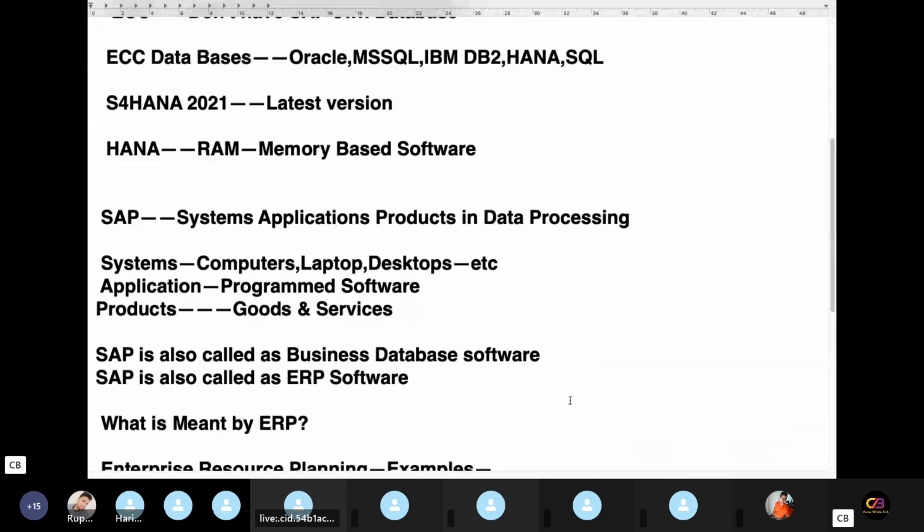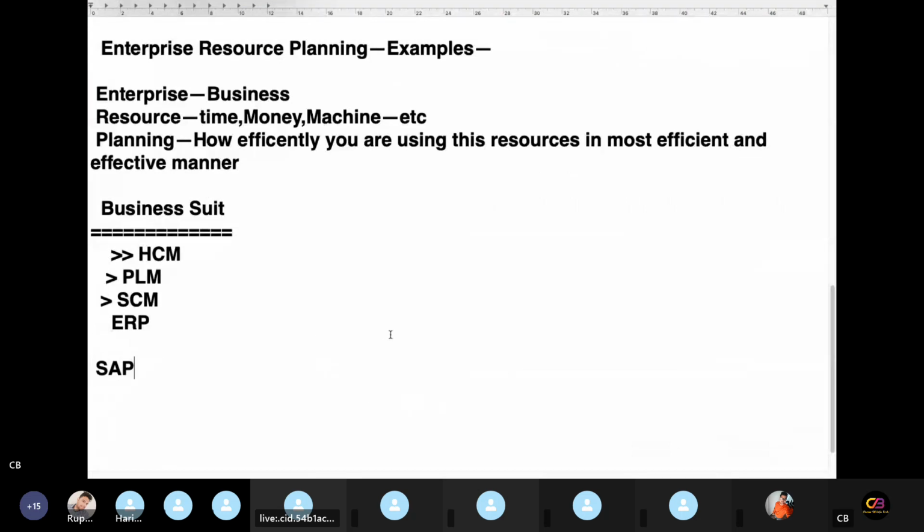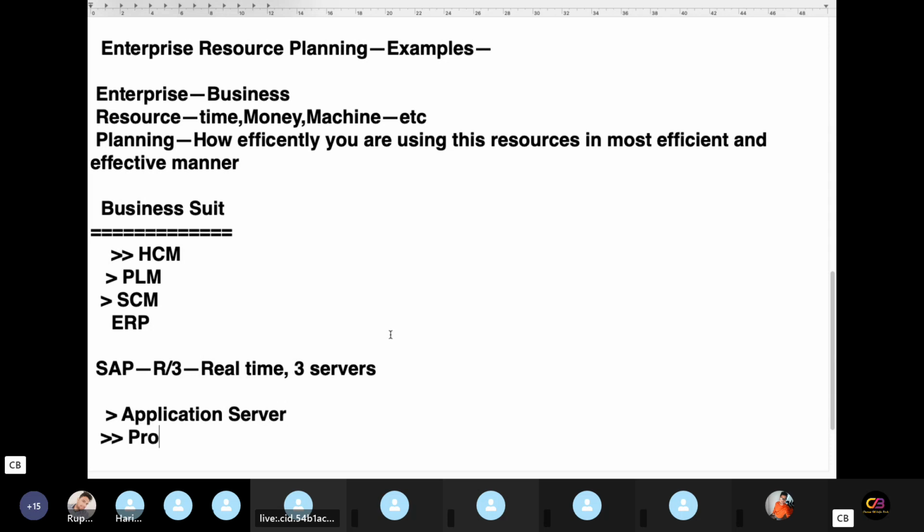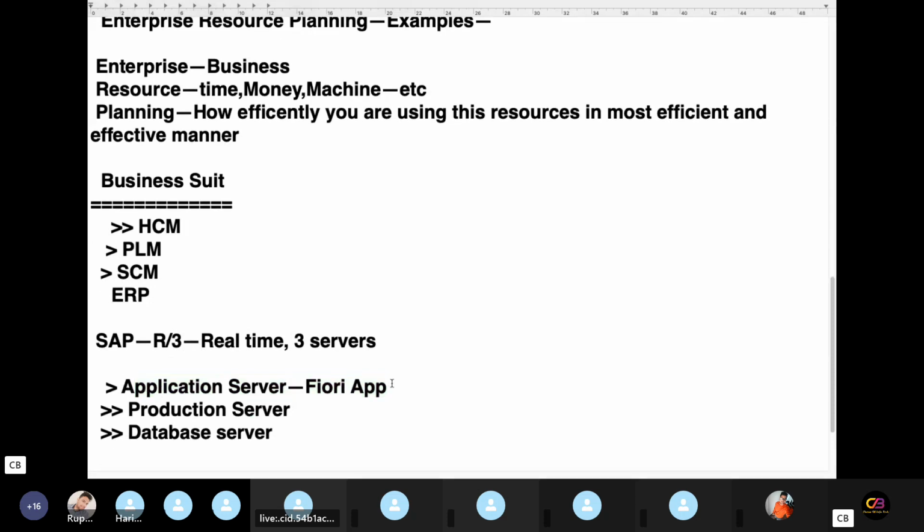SAP is R3. R means real time, and 3 means 3-tier architecture, 3 servers. So what servers are connected with SAP S4HANA? Application server, production server, and database server. The application server is the Fiori apps, the front-end layer. Mobile flexibility is there, so you can post a transaction through mobiles, laptops, any device. That is Fiori apps.